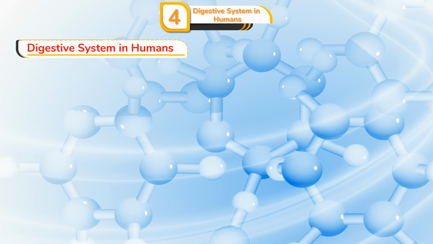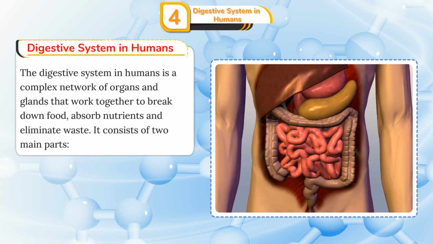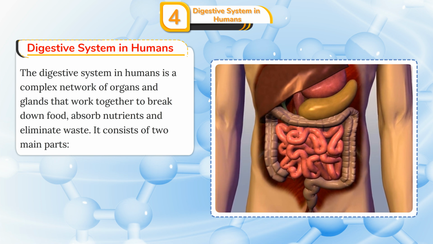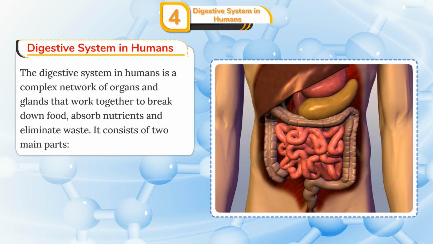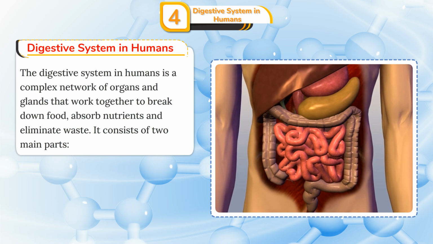Digestive system in humans. The digestive system in humans is a complex network of organs and glands that work together to break down food, absorb nutrients, and eliminate waste. It consists of two main parts.